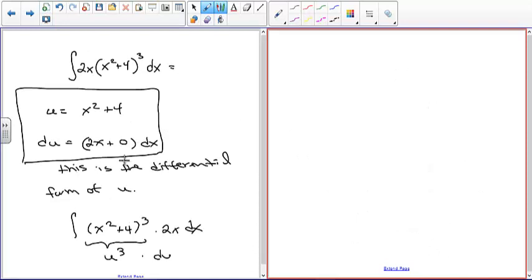So my original integral now can be rewritten as the integral of u cubed du. This one I didn't have a formula for, but this one I do because it's just a simple power rule. So the integral of u cubed du is going to be equal to u to the fourth over 4 plus c.